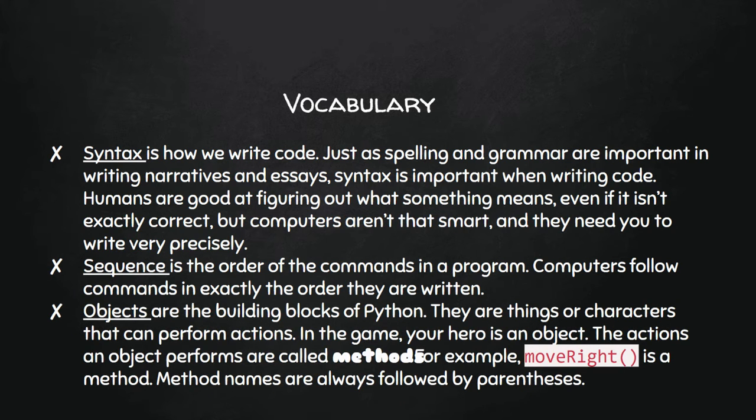Lastly, for this time, we're doing objects and methods. Objects are the building blocks of Python. They are the things or characters that perform actions. So in the game, your hero is an object. The different villains are objects. What the objects do is called its method. So if I'm telling it to move right, that is a method, and it's got those parentheses after it because sometimes you add some extra info. So objects are the actual things. Methods are what they do.